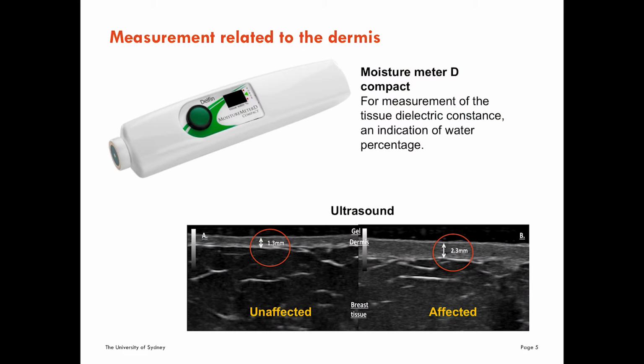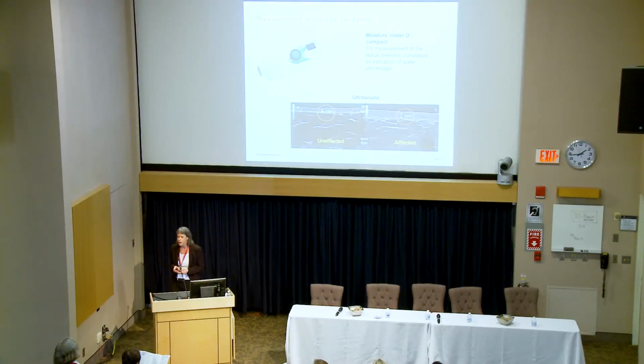In addition, there's measures related to the dermis. We're using ultrasound now, particularly for breast lymphedema. We've shown that it also is reliable and valid. Other clinicians in Sydney are particularly liking the moisture meter for, again, measurements around the breast that are difficult to quantify. It's essentially a localized BIS device. It's quantifying the fluid.